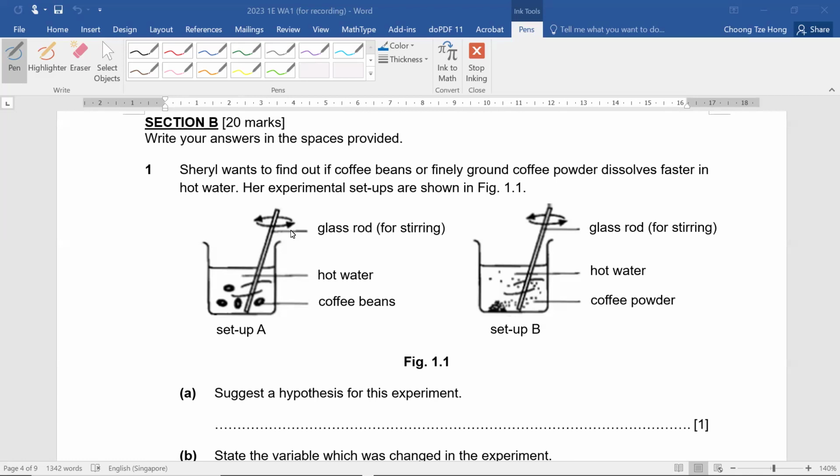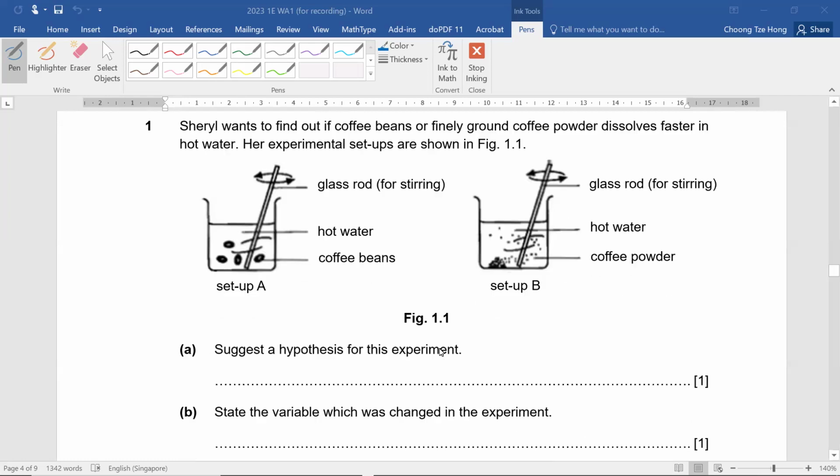In setup A, she has put some coffee beans in hot water, and in setup B, she has put some coffee powder in hot water. She's going to stir both at the same time and see which one dissolves first. For question part A, they ask you to suggest a hypothesis for this experiment. A hypothesis is basically an educated guess on what is going to happen.